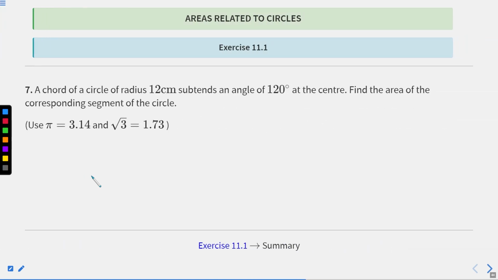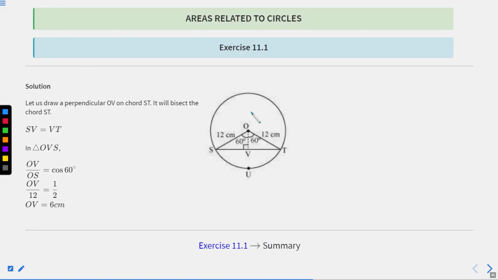In question number 7, it says a chord of a circle of radius 12 centimeter subtends an angle of 120 degrees at the center, and find the area of the corresponding segment of the circle. Here use pi as 3.14 and root 3 as 1.73. So let us solve it. We take this circle with center O and radius OS and OT, which is 12 centimeter.